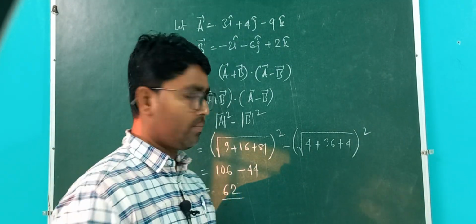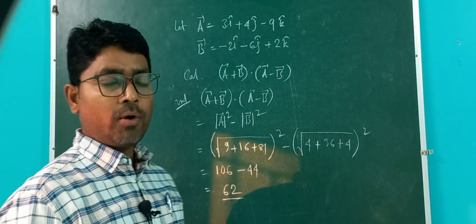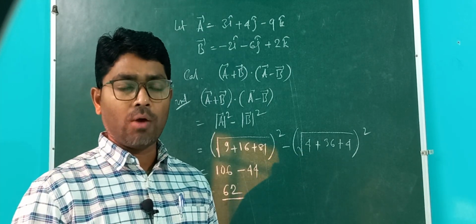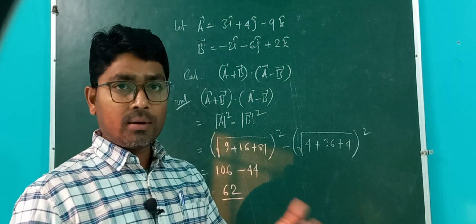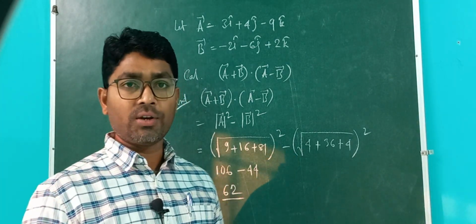In the next class, we will discuss the angle between two vectors, and how we can calculate the angle between two vectors when their direction cosines or direction ratios are given.